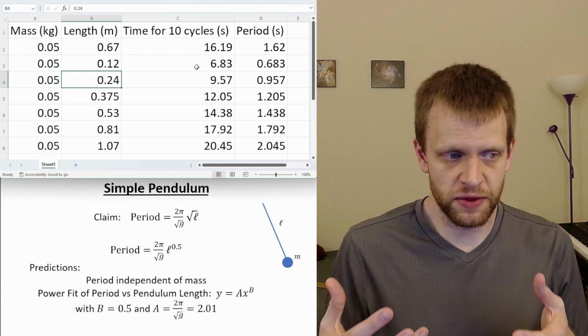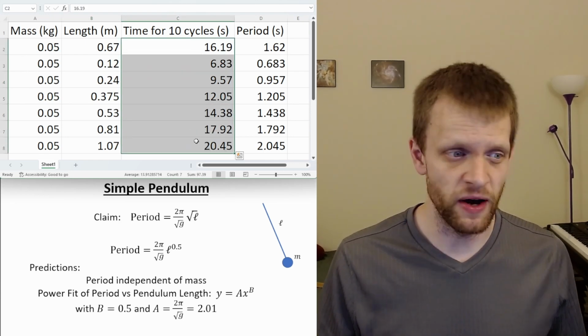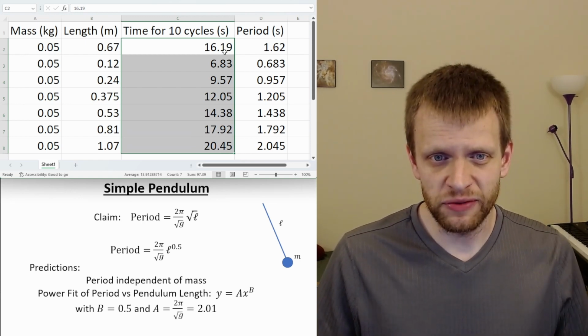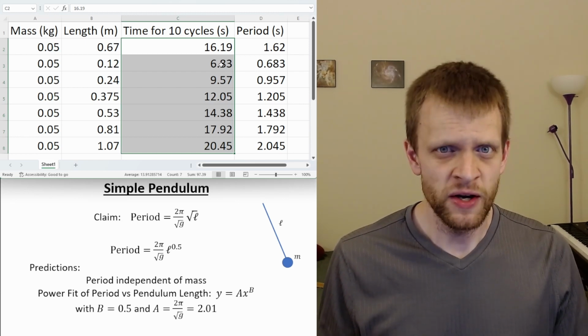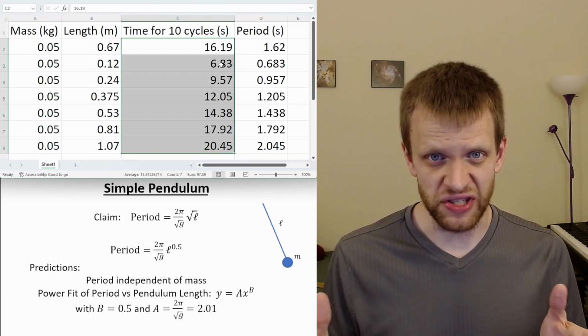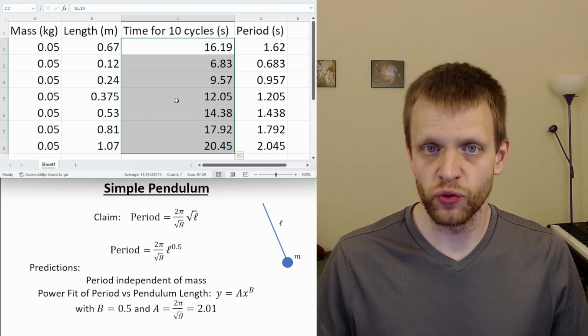And with human reaction times, the time for 10 cycles might have been off by 1 or 2 tenths of a second, which, again, for some of these would correspond to maybe a couple percent off. So, again, those are the order of the errors that we expect to see, around a few percent at most. But let's see what happens when we graph this data.